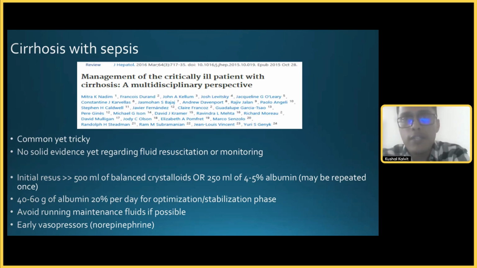So this was a multidisciplinary perspective put forth by multiple experts all over the world in 2016, and they have advised us to avoid running maintenance fluids if possible, use early vasopressors because there is a low systemic vascular resistance, and use albumin in the optimization or stabilization phase. Only in the initial resuscitation phase, we can definitely go for balanced crystalloids, and there is no hardcore evidence to back NS or balanced crystalloid, but the general consensus is to use balanced crystalloid, and there is no point in deviating from that.